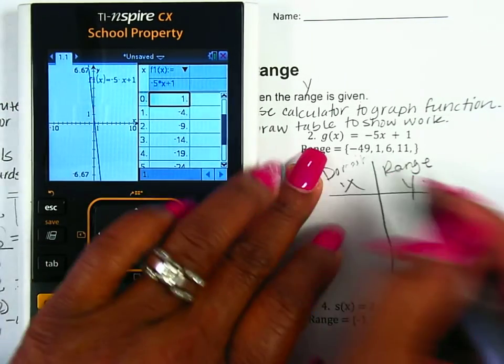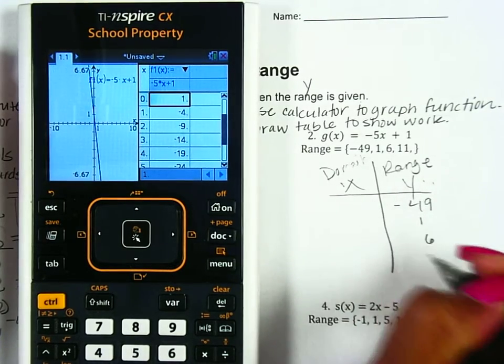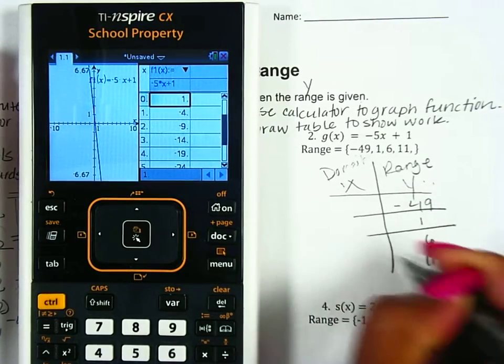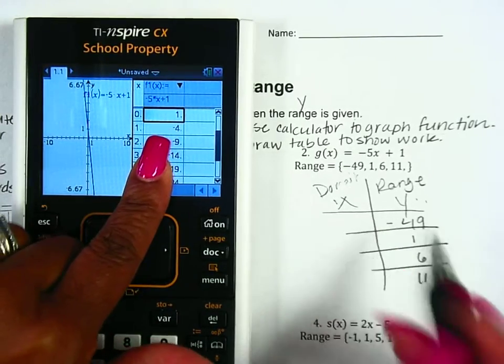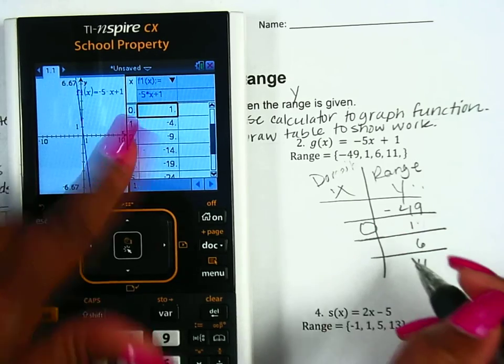Here they gave me my y, my range. So I'm putting -49, 1, 6, 11. So this is my y and I'm looking for the x. I'm on y, so it's got 1 here. So my x is 0.